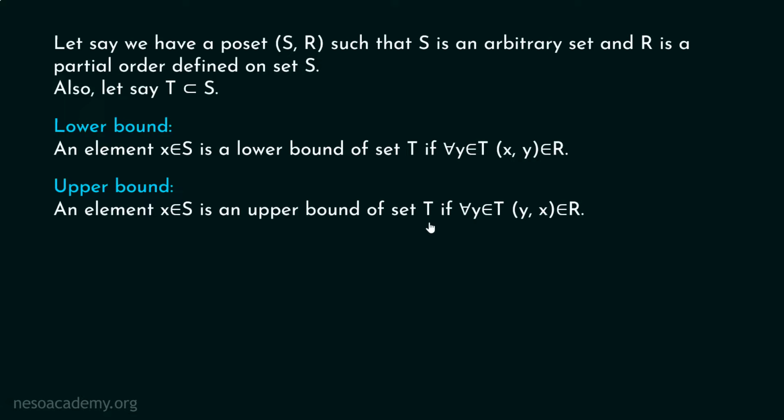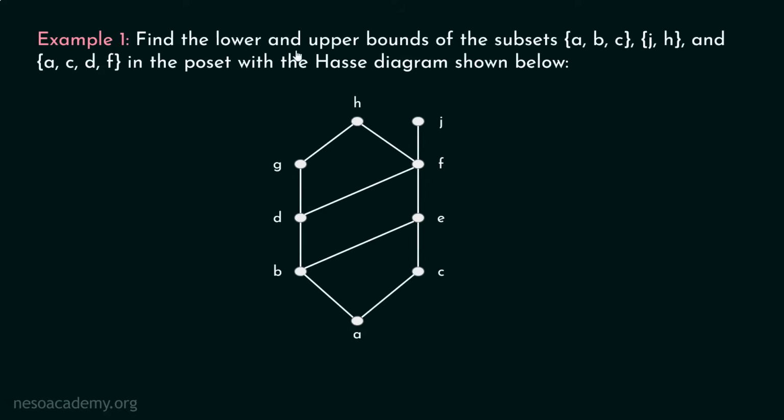Now we will understand these two definitions in a better way with the help of an example. Find the lower and upper bounds of the subsets {A, B, C}, {J, H} and {A, C, D, F} in the poset with the Hasse diagram shown below. So we are given this Hasse diagram, which is obviously a representation of some poset, right? We have to find the lower and upper bounds of these subsets with the help of this Hasse diagram, okay? Let's move on to the solution.